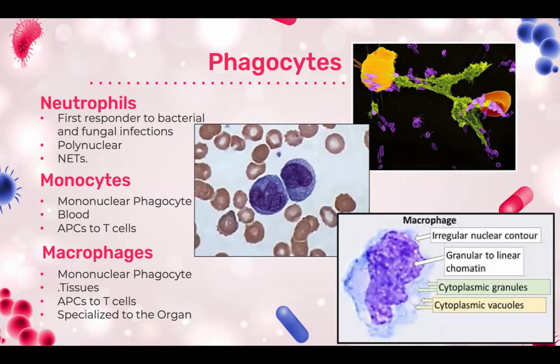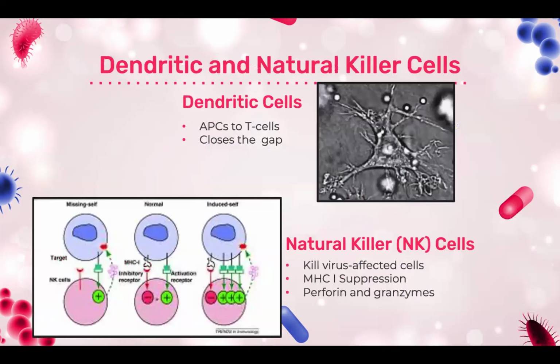Monocytes and macrophages are mononuclear phagocytes. Monocytes are found in the blood, whereas macrophages arise from monocytes and are found in tissues. Specialized macrophages are found in organs like the brain, liver, lung, and spleen, and come from tissue macrophage precursors from the embryonic stage, or hematopoietic stem cells. Both macrophages and monocytes are antigen-presenting cells, presenting phagocytosed pathogens to T cells, capable of activating an adaptive immune response. An important note is that neutrophils, monocytes, and macrophages are all phagocytes.